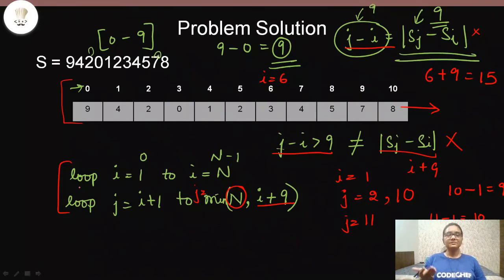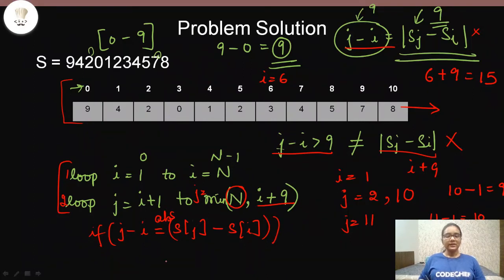It will help us see how many nice pairs there are. This is the first loop, and inside this first loop will be the second loop. Then we will simply check the condition: if j minus i is equal to the absolute value of s of j minus s of i. We take the absolute value because we need the positive difference. If this is true, then we will take a variable which is originally 0 and simply increment it. So this is going to give you your answer.